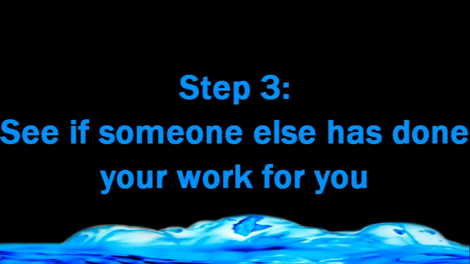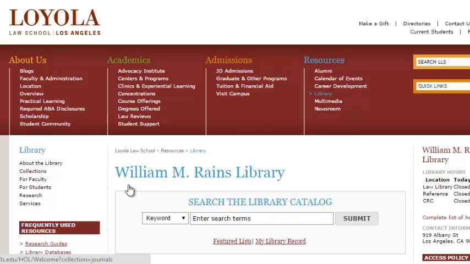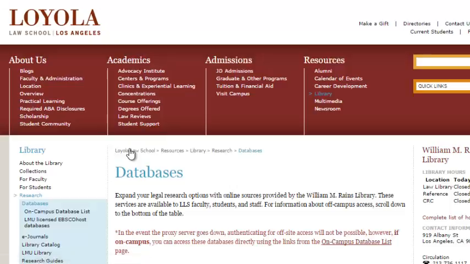Step 3. You're going to check to see if somebody has already published a legislative history on your topic. One way is to go to Sources of a Compiled Legislative History by Nancy Johnson. That's available on HeinOnline, and to get to that, you just go to the library databases page and scroll down to Hein.